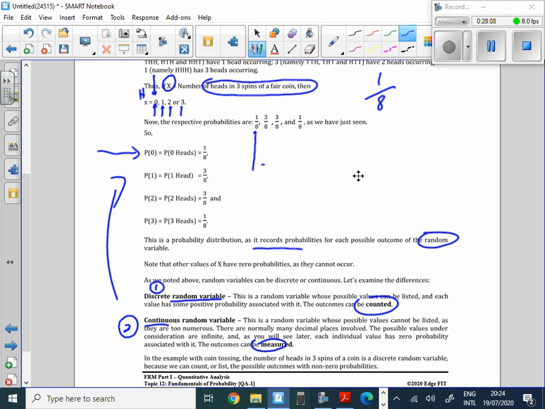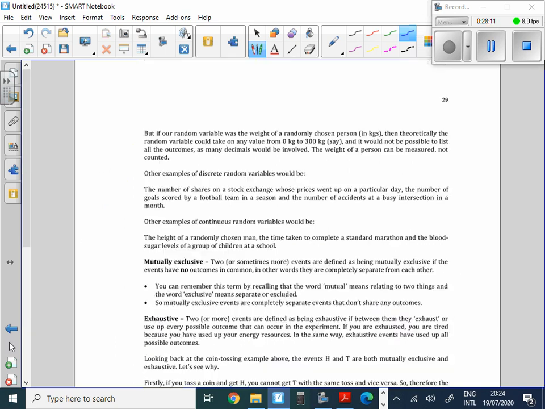Over the page, top of page 29. We're continuing a little bit with continuous variables. If the random variable was the weight of a randomly chosen person in kilograms, then theoretically the random variable could take on a value from 0 to 300 kilos. That's one big guy. And it's not possible to list all the possible outcomes.